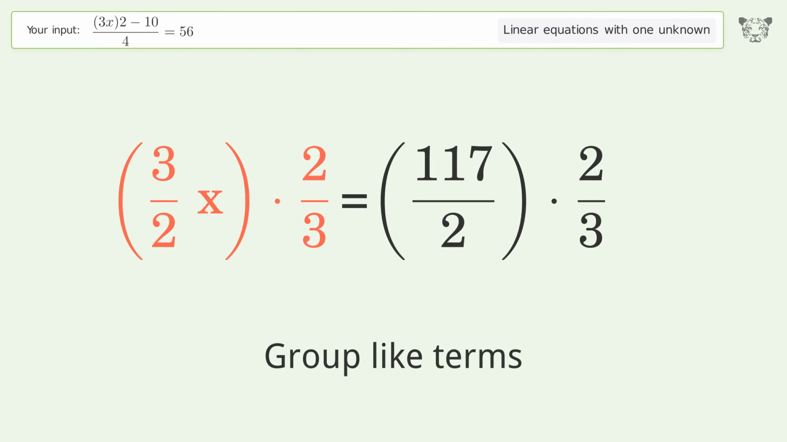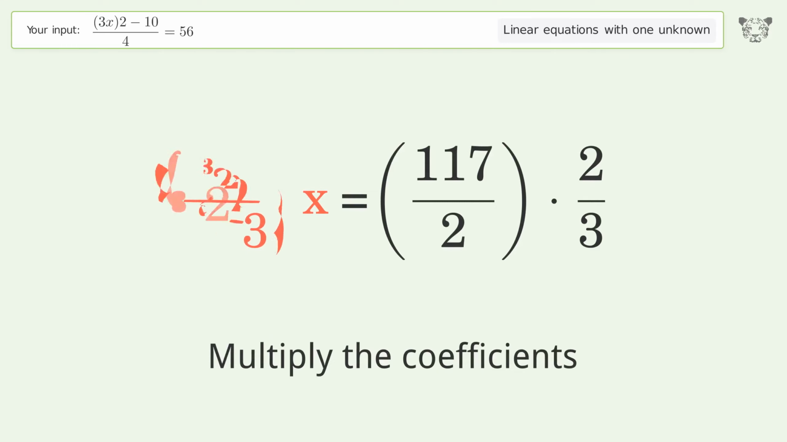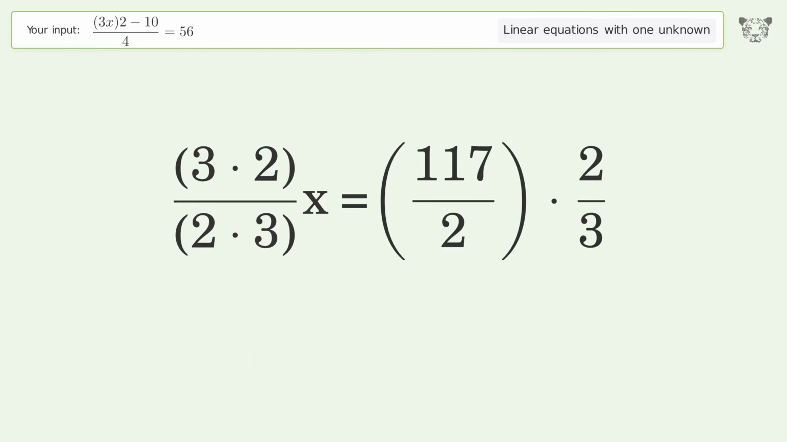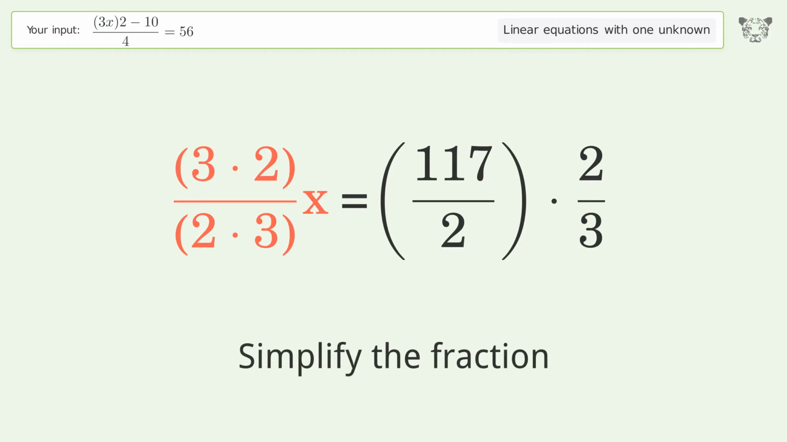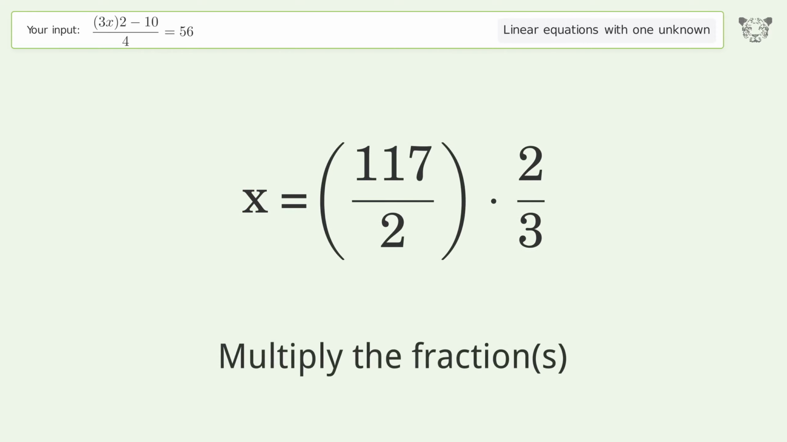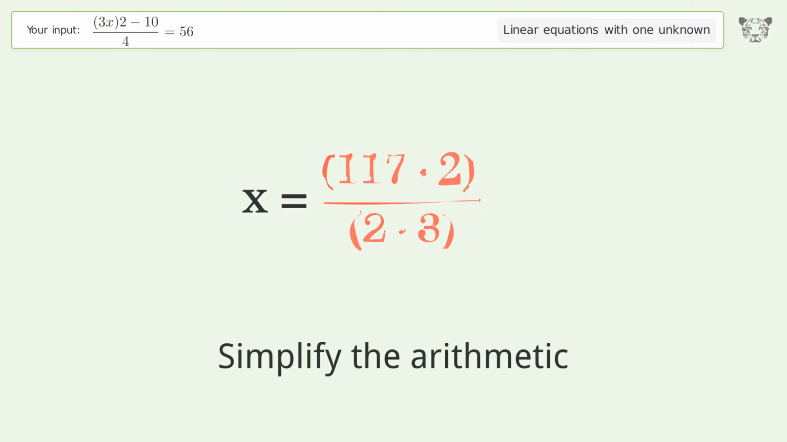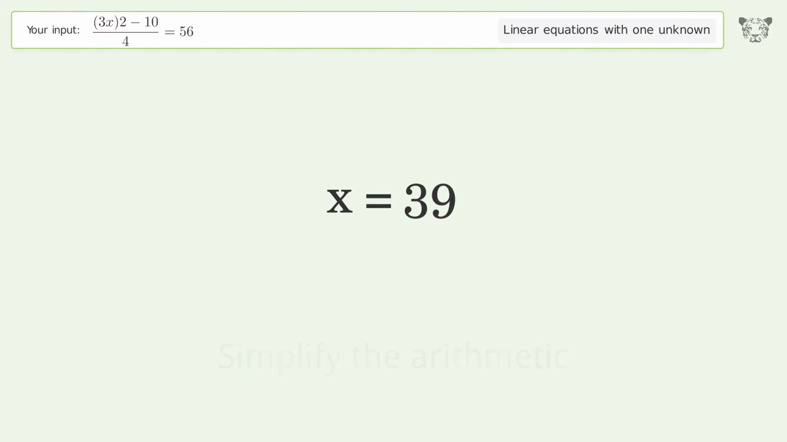Group like terms. Multiply the coefficients. Simplify the fraction. Multiply the fractions. Simplify the arithmetic. And so the final result is x equals 39.